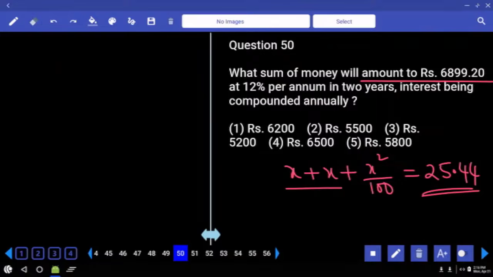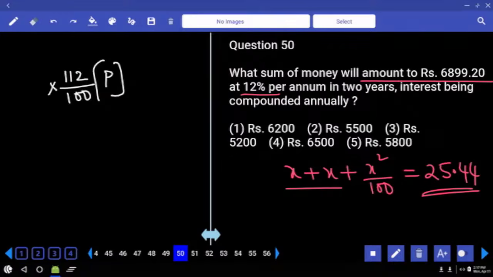Then what is required? Let me take the principal as X or P. At the rate of 12% per annum, the amount after 1 year is 112%, which is 112 by 100. This is after 1 year. After 2 years, again 112% will come. This value is the amount received, which is 6,899.20. Now we have to identify the P value.